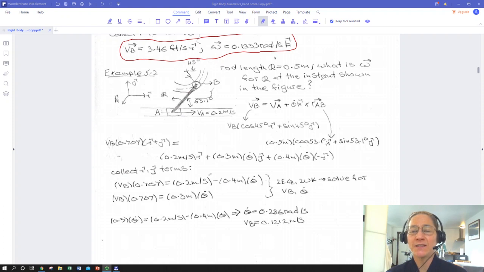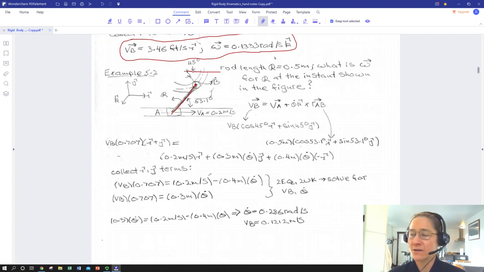At the instant shown in the figure, the point B is at a position that corresponds to this 45 degrees from horizontal. So that relationship is going to allow us, along with the rod length of 5 meters, to get some kind of idea of what the geometry of our positions and velocities are relative to one another.